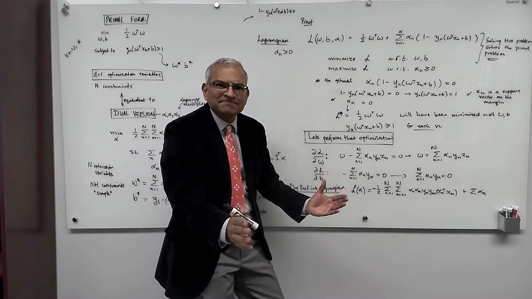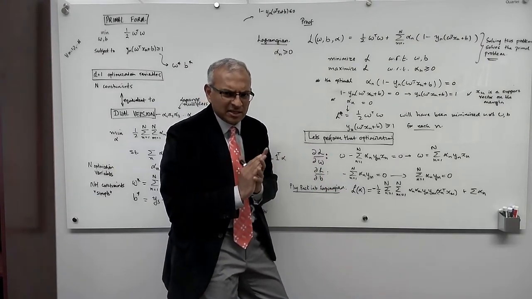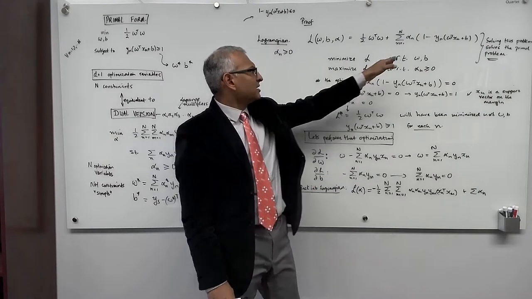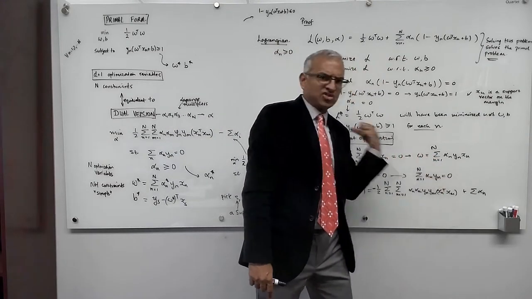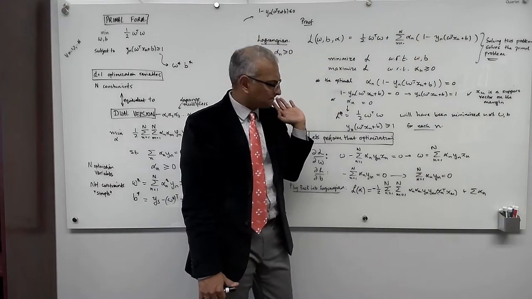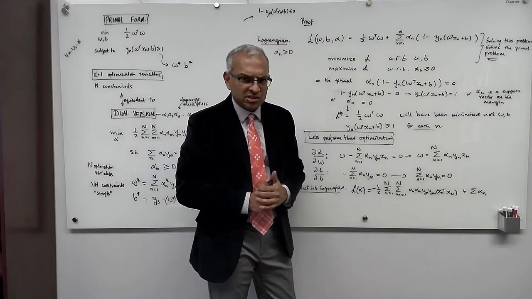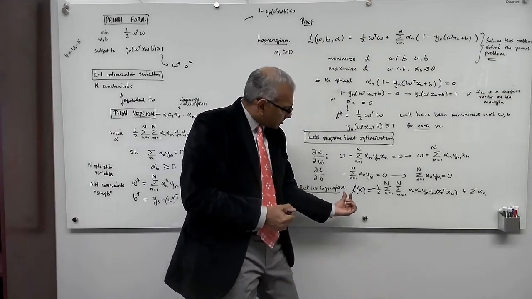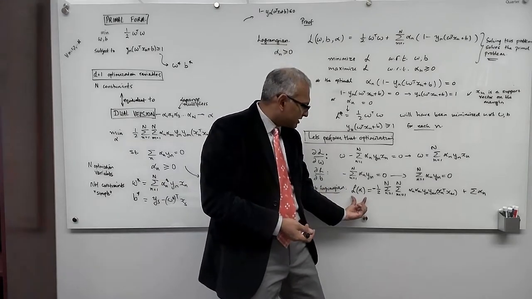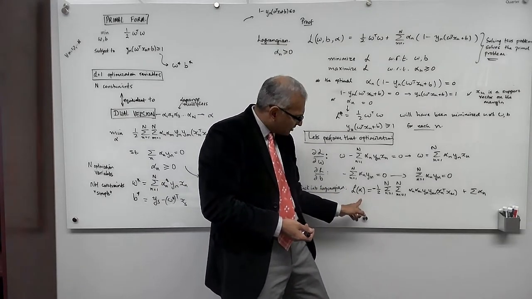So what have I done? No magic here. This is just technical algebra. I took the stationarity conditions for my unconstrained variables. They imply certain constraints that have to be satisfied at the optimal and plug those constraints back into the Lagrangian. This is a standard procedure when you do constrained optimization. I did some algebra to see what the Lagrangian becomes. It becomes a function of alpha.